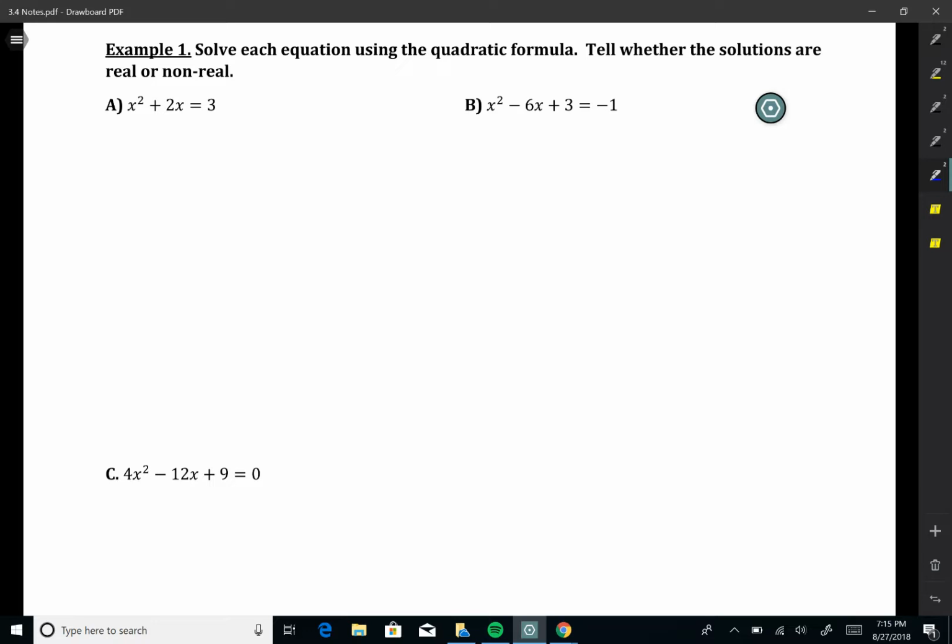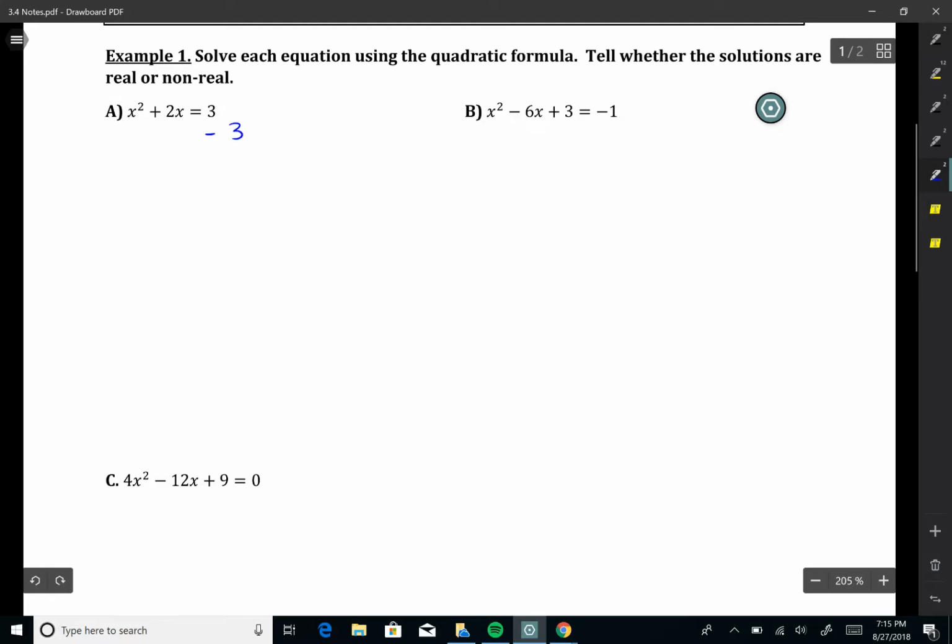Example 1, solve each equation using the quadratic formula. Tell whether the solutions are real or non-real. So letter A, x squared plus 2x equals 3. First thing, since it has to be solved equal to 0, we will subtract 3. And I have x squared plus 2x minus 3 equals 0. I'm going to identify a, b, and c. A is 1, b is 2, c is negative 3, and plug this into my formula.